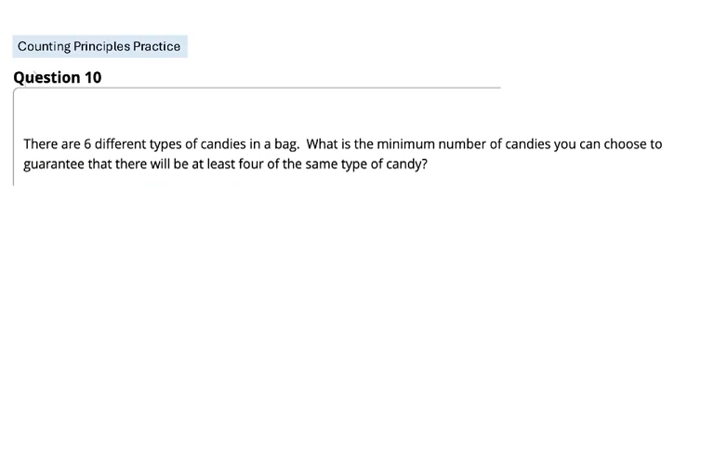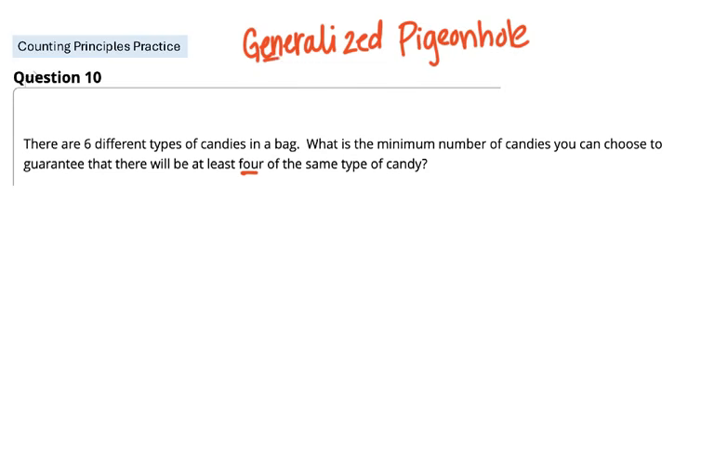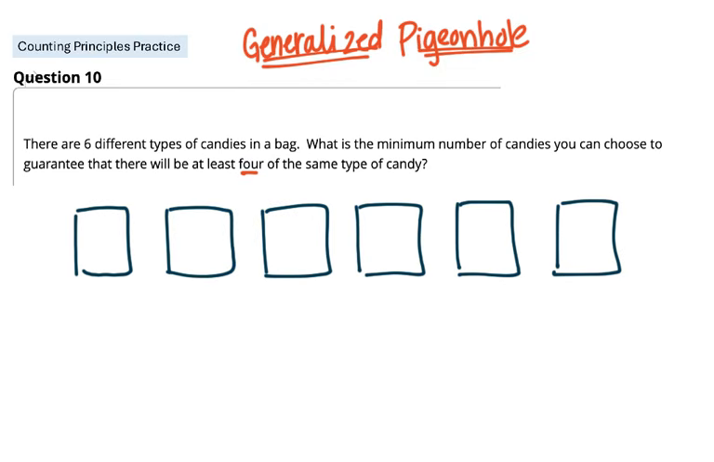Okay, let's move on. We're doing the same pigeonhole principle, but this one is more generalized. When I say generalized, I mean the success is a bigger number than just 2. So generalized pigeonhole principle. So let's read the question. And it says 6 different types of candies in a bag. Okay, so it seems to me that the number of categories is 6. I don't know what the candies are. We'll call them A, B, C, D, E, F. Different kinds of candies. Okay, there's 6 different kinds.